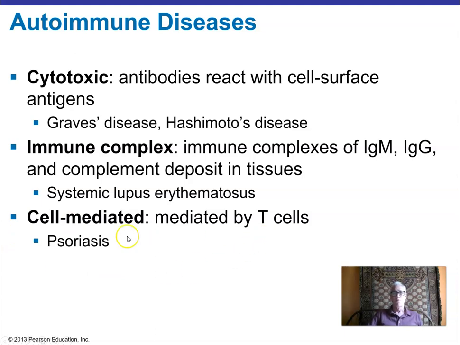Cell-mediated. Psoriasis is cell-mediated. It's relatively recently been described. Psoriasis is an autoimmune disease in which T cells are causing the inflammation, the itchy inflammation of the skin, with thickened plaques, where the skin has this constant inflammation, so it just gets permanently thickened and red and quite uncomfortable.